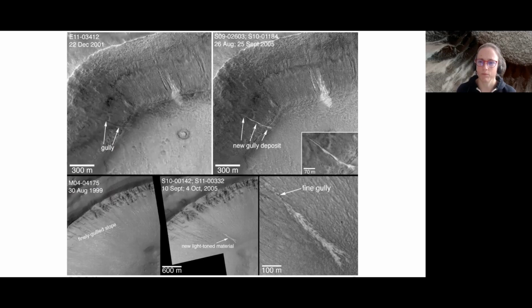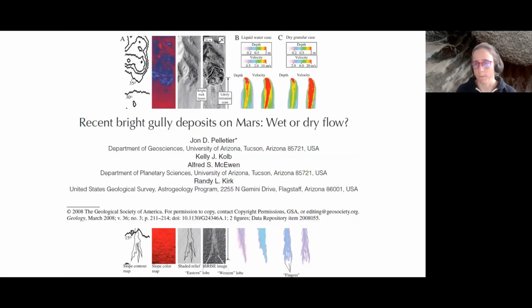But what people said was, well, maybe these light dome deposits, which don't seem to have any topography, just seem to be a very fine superficial surface deposit. There's nothing else apart from a bright color that appears. So maybe, in fact, as this modeling study by John Pelletier shows, these could just be dry flows.